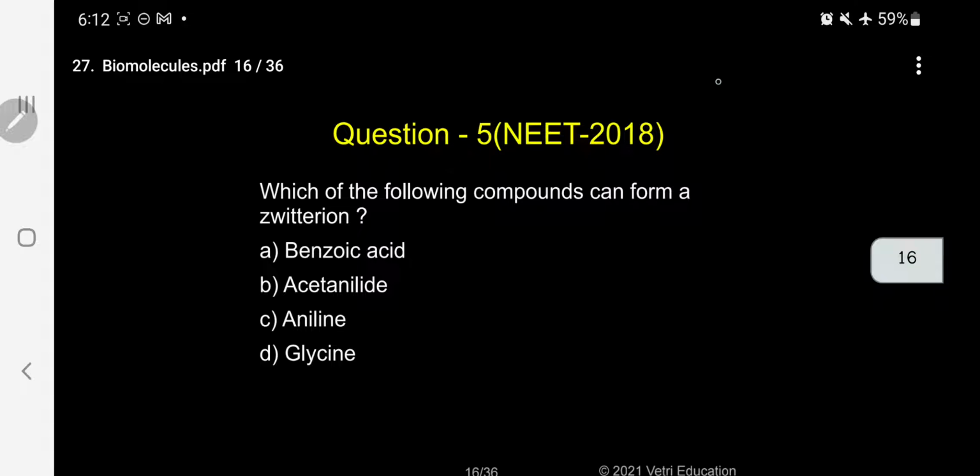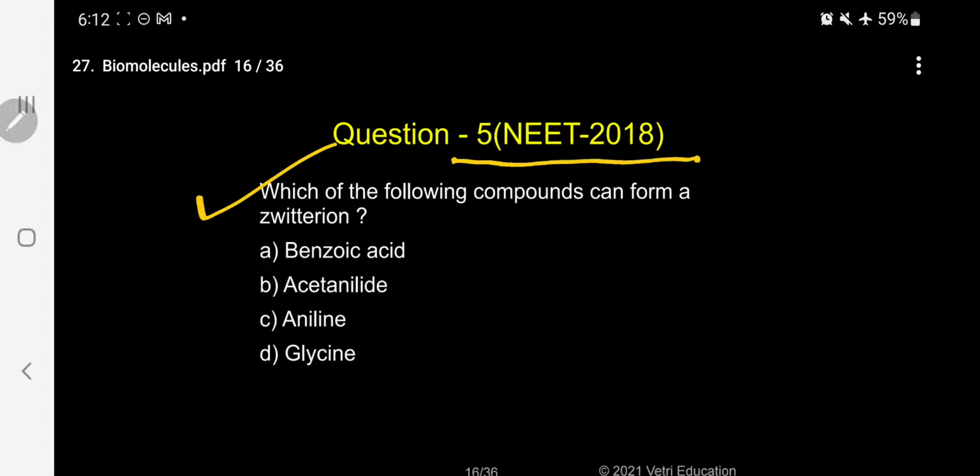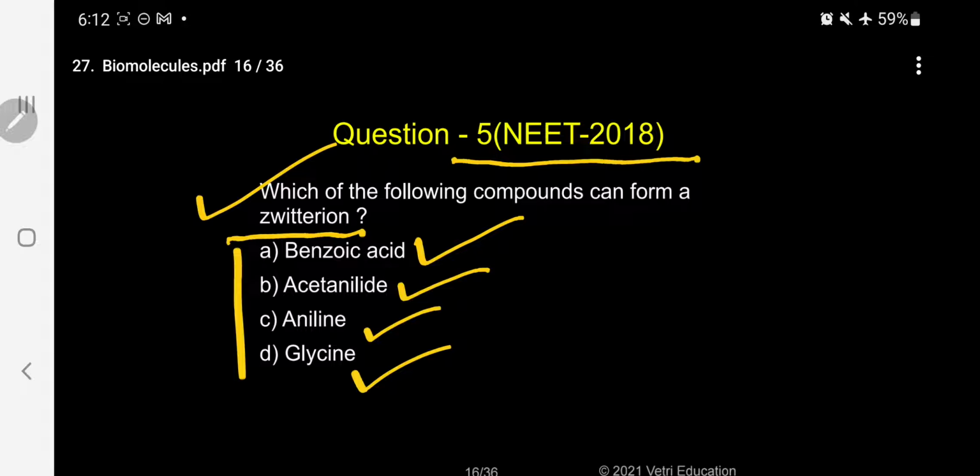Question number 5, which was asked in NEET 2018. Which of the following compounds can form a zwitterion? This question was asked under protein again. Just follow here, that is specifically the amino acids. Among the four, which is the amino acid? The answer is easy. Benzoic acid is an aromatic acid. Acetyl halide is an amide. Aniline is an aromatic amine. Glycine is the amino acid.